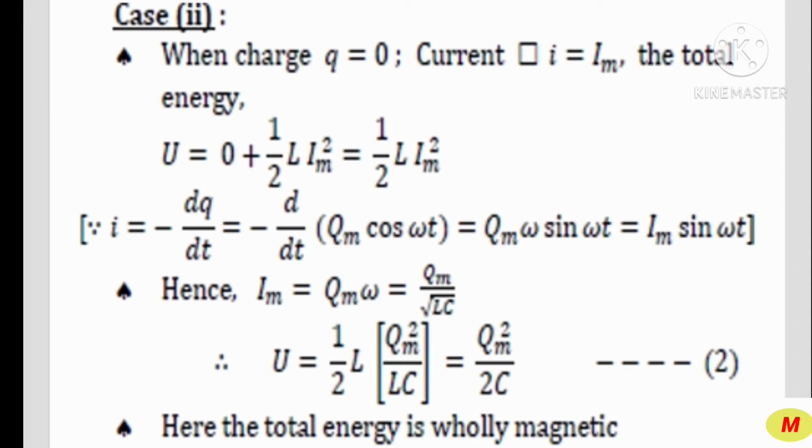Hence capital Im is equal to what? Qm omega, which is equal to Qm by root LC. Here omega is replaced as 1 by root LC. Hence U becomes U is equal to half L into capital Qm squared divided by LC, which is equal to capital Qm squared divided by 2C. This is equation number 2. This equation represents that the total energy is wholly magnetic.